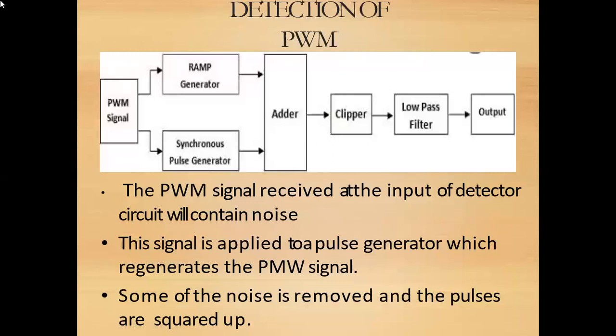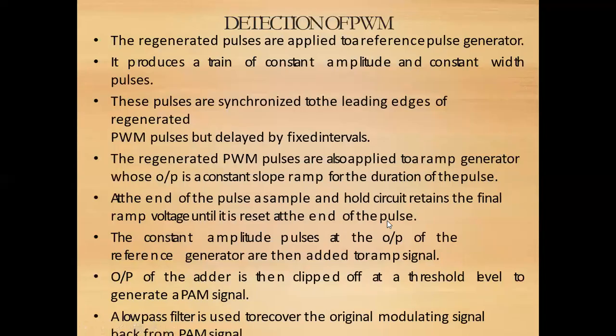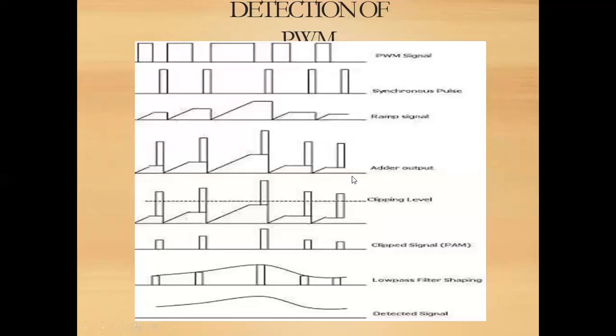Coming to detection of PWM. In detection, we all know that detection or demodulation is the reverse process of modulation. The input for this reverse process is the modulated signal, the PWM signal. Here we are using a ramp generator, a synchronous pulse generator, a simple adder, a clipper, as well as a low pass filter, so that we can achieve our output. We can understand this particular thing by these waveforms.